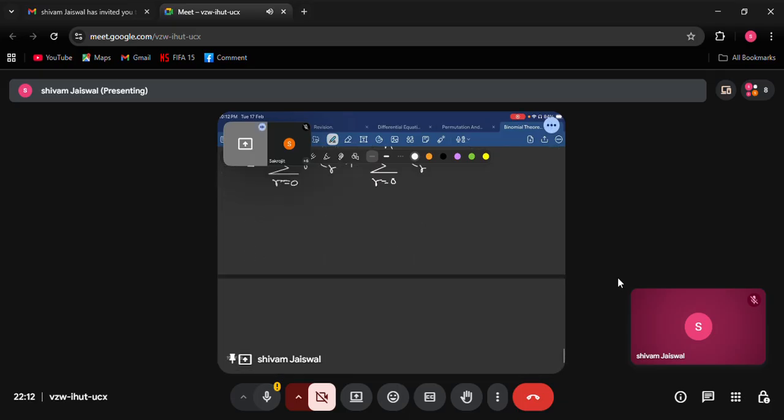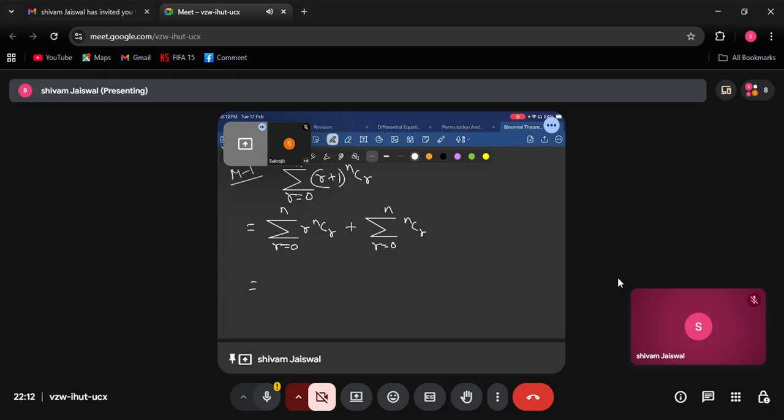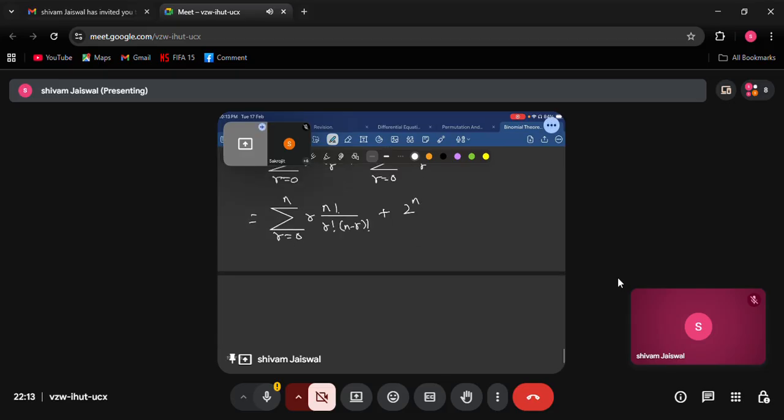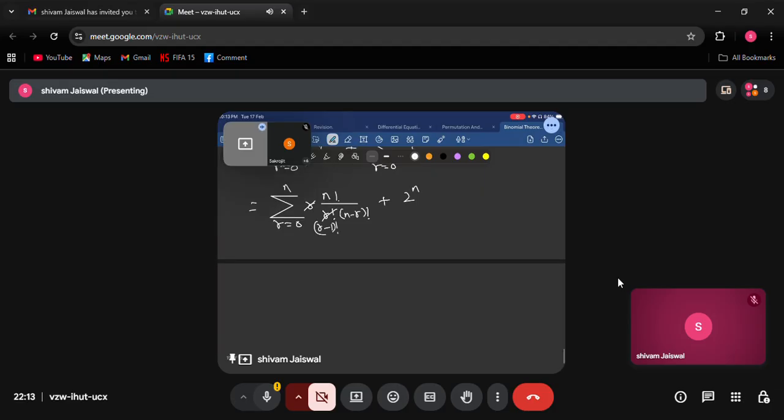First term, what I'm going to do is simplify this a little bit. This can be written as summation of r equal to 0 to n r into n factorial divided by r factorial into n minus r whole factorial, plus 2 to the power n. So over here, this r will go with r minus 1 whole factorial. Next, in order to convert it into a single term, can you people see that it can be written as n into n minus 1 whole factorial? Yes or no?